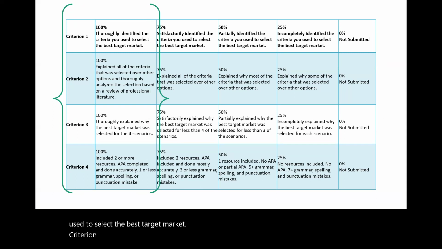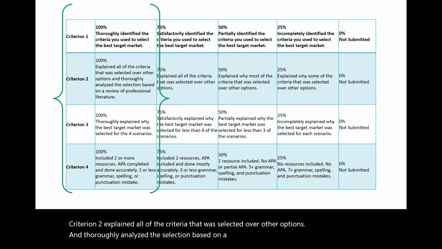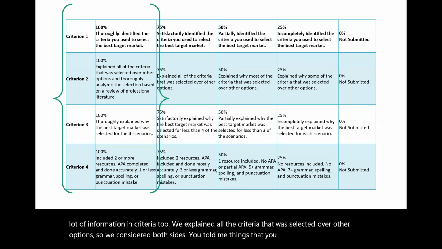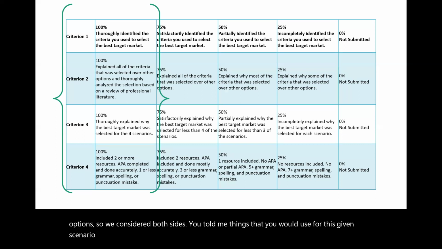Criterion 2 explained all of the criteria that was selected over other options and thoroughly analyzed the selection based on a review of professional literature. So there's a lot of information in criteria 2. We explained all the criteria that was selected over other options. So we considered both sides. You told me things that you would use for this given scenario, as well as things that did not apply to the scenario. And you based all of this information on professional literature.